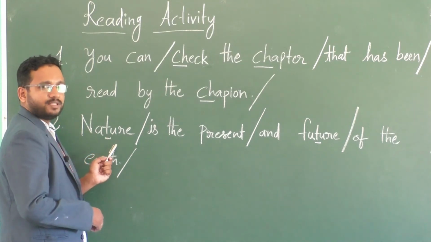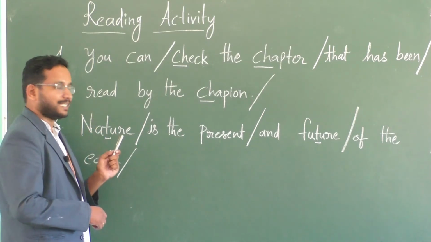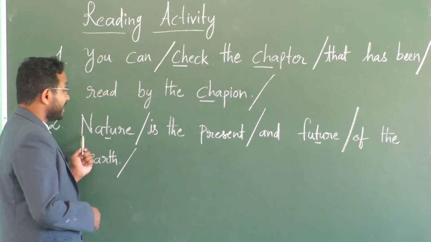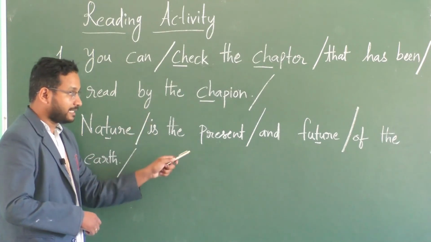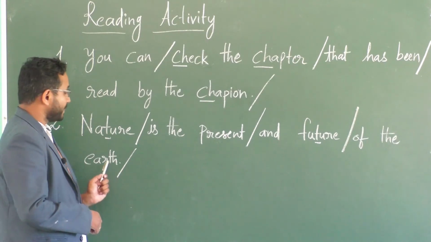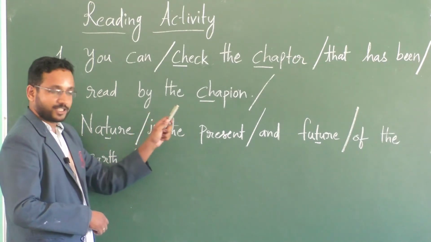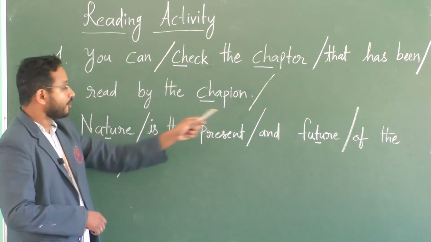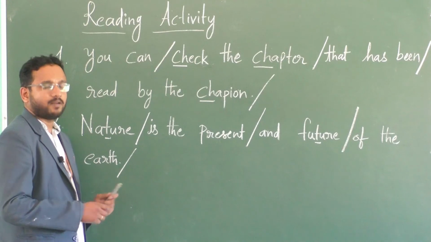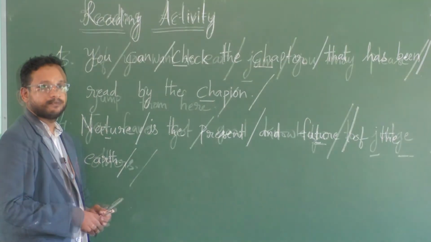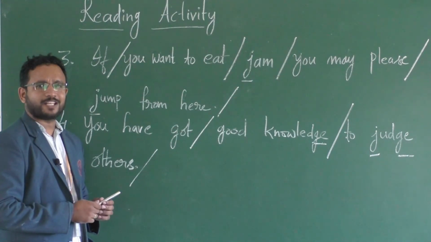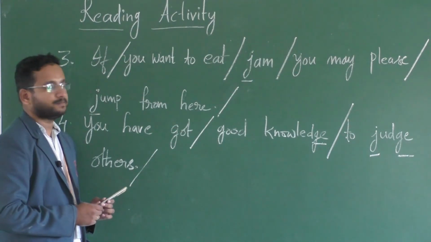So here, the sound ch as in the letter T. So, nature is the present and future of the earth. Once again, nature is the present and future of the earth. Is it clear, students? Okay, now let's go with some more examples. Yes, dear students. Now let's go with the third example.